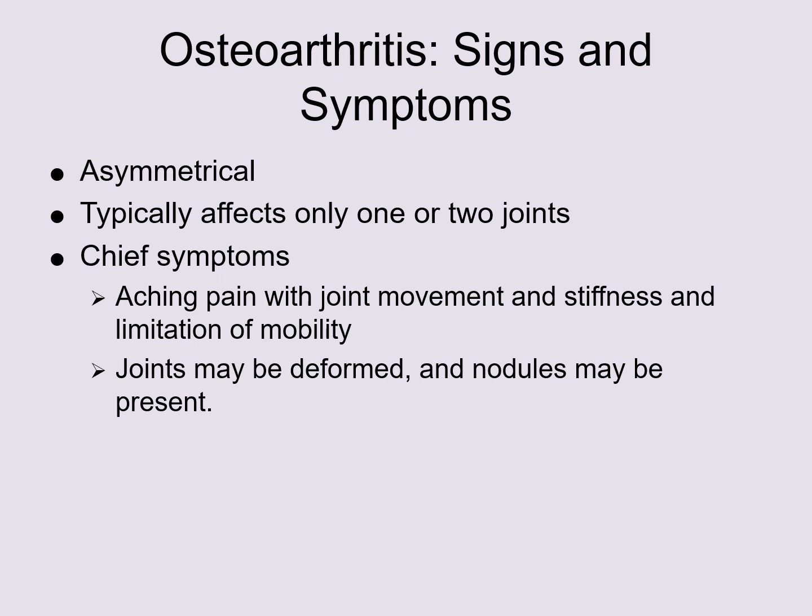But what's interesting is a lot of people have asymmetrical osteoarthritis. It's on one side and not the other. It's on one joint, not the other joint. Just depends. The chief symptoms that we see are aching pain with joint movement and stiffness, limitation of mobility. The joints will get stiff. They hurt, hard to move. Joints can be deformed and nodules may be present. Heberden's nodules are where you see them on the fingers, these little nodules that can develop.